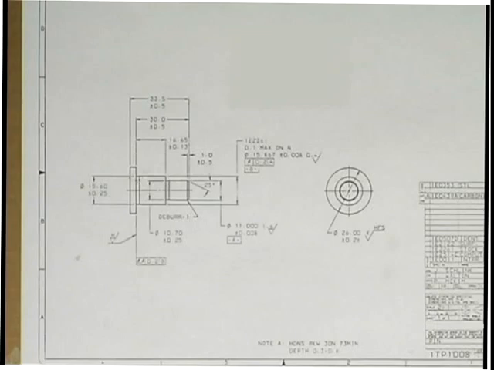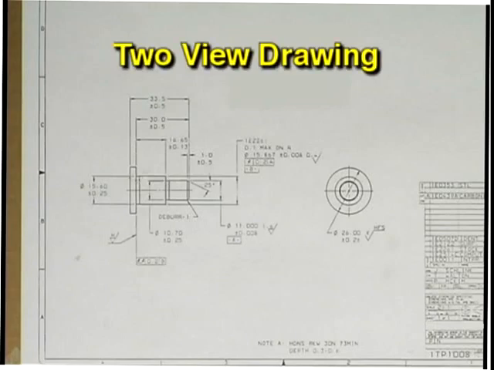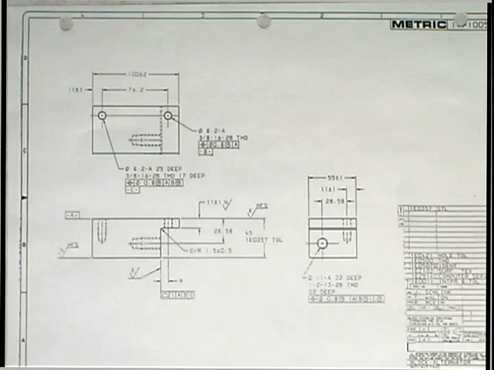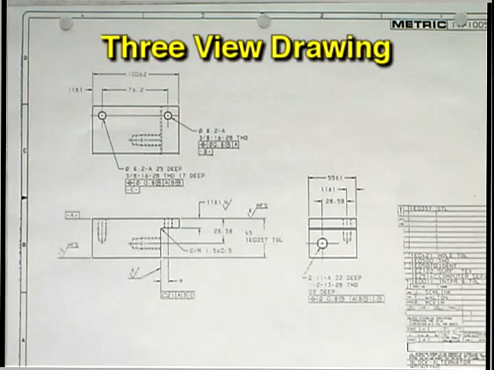Here is a print for a cylindrical object. It only requires a front view and a side view. There is no need for a top view since it would be the same as the front view. Only more complex objects will require 3 or more views on a print.